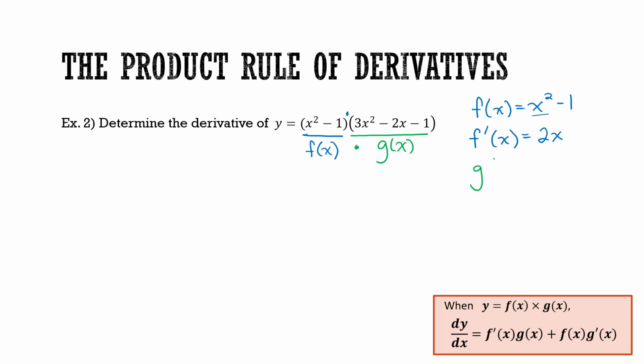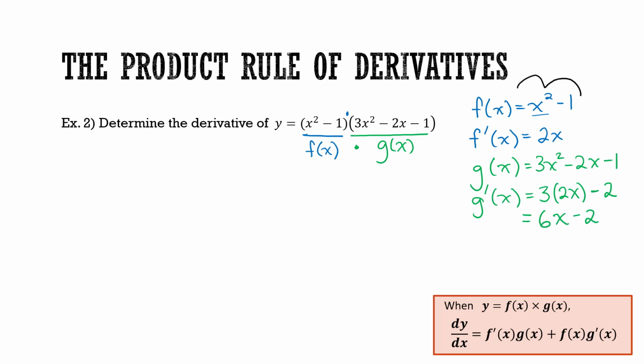And then I have my g of x term of 3x squared minus 2x minus 1. And the derivative of this, g prime of x, is going to be 3 times the derivative of x squared, which is 2x, minus 2 times the derivative of x, which is just 1, minus the derivative of 1, which is 0. I can simplify this a bit further. That's going to be 6x minus 2.